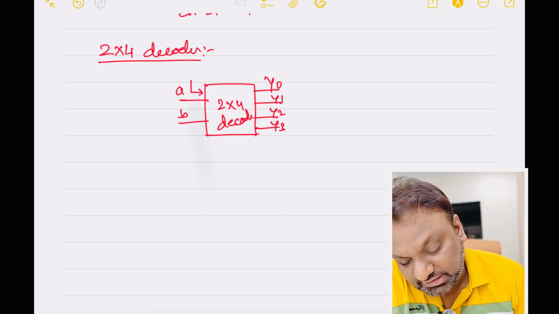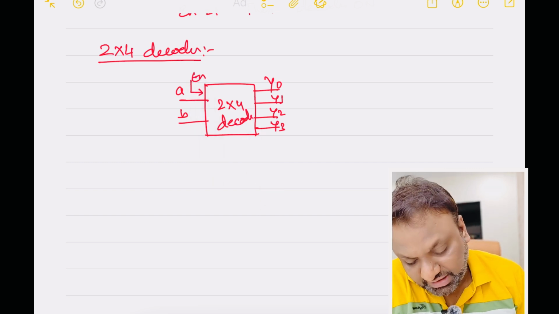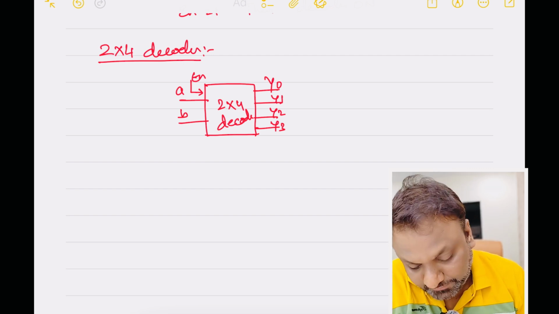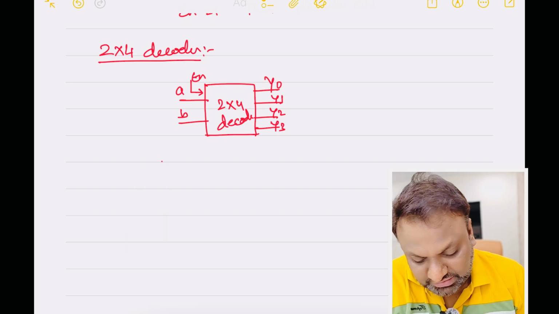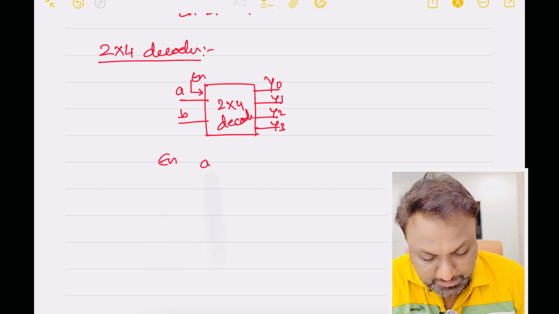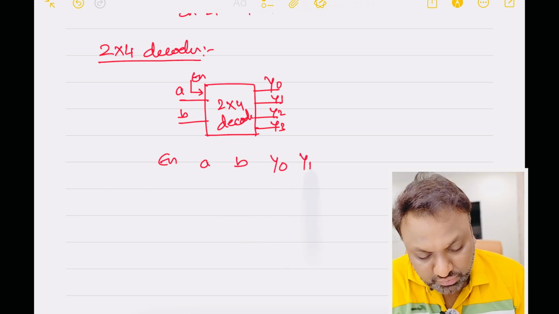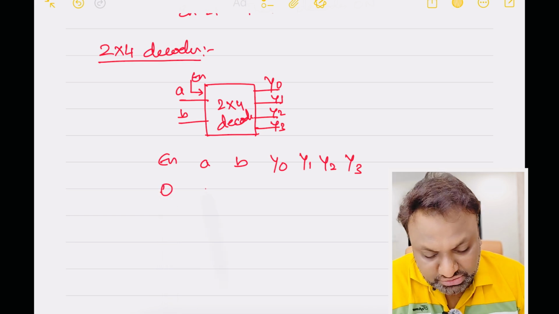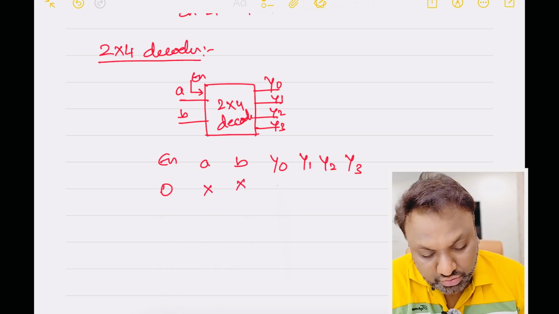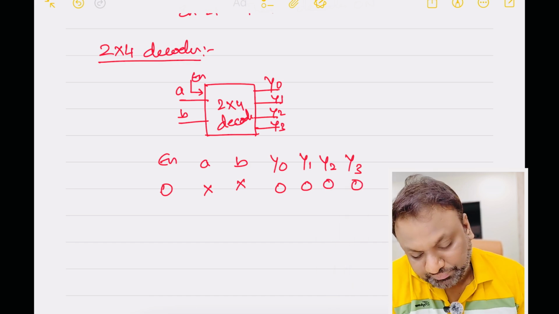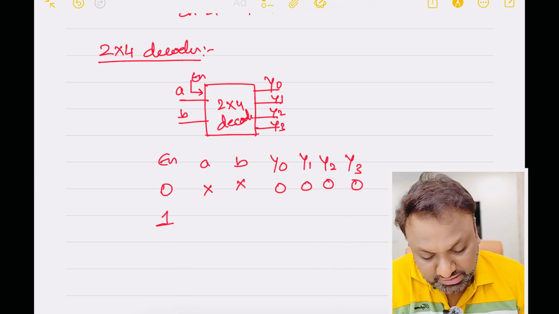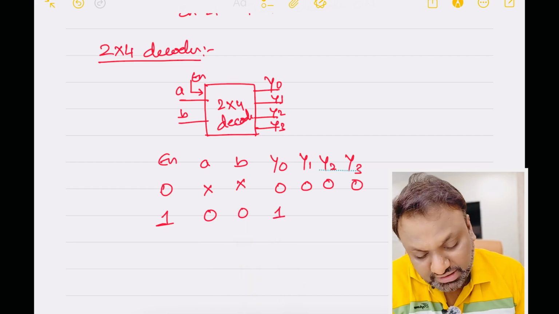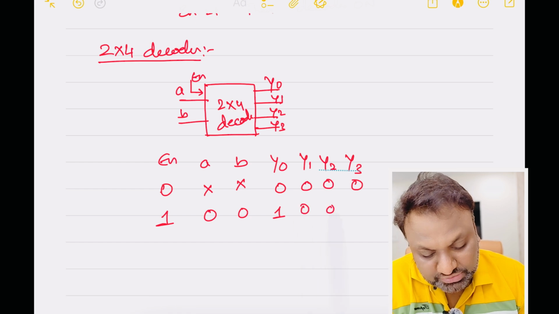Like I told you, my decoder works with an enable signal. So let us draw the truth table, then we'll go for the circuit diagram. The truth table goes like this: enable, A, B, y0, y1, y2 and y3. When enable is equal to 0, irrespective of your inputs A and B, the output is always equal to 0. When enable is equal to 1 and the input is 0 0, then y0 will be 1 and the rest of the outputs are 0.